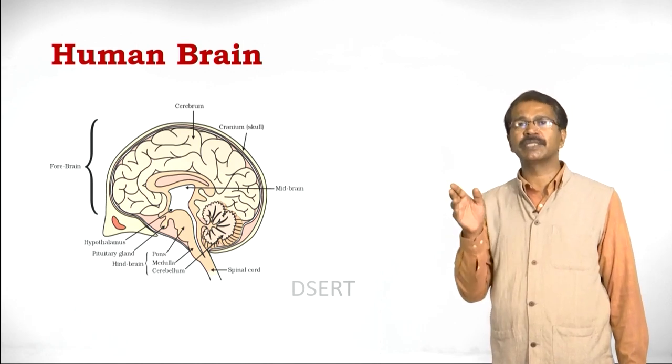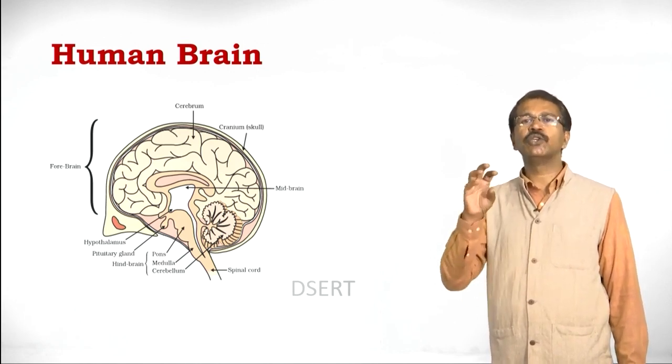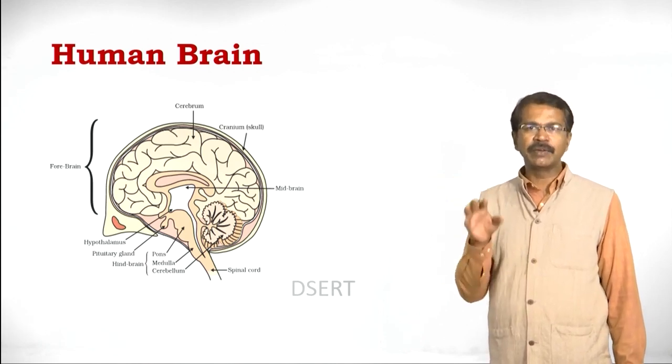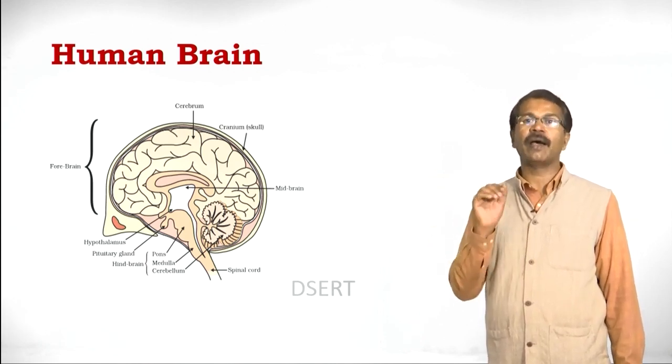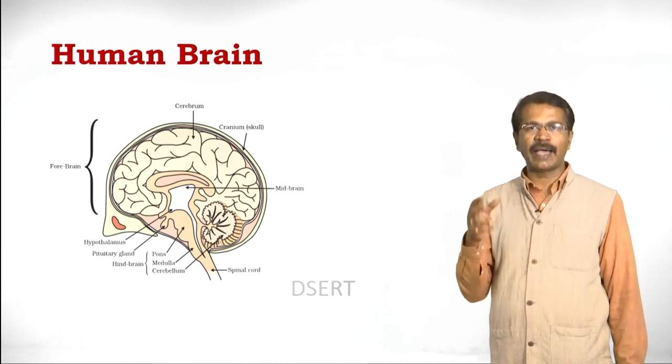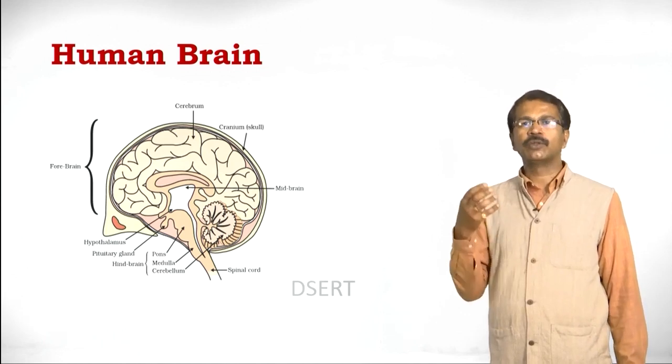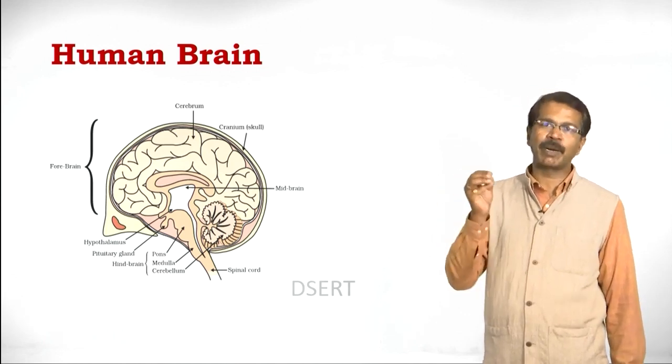In the forebrain or cerebrum, you will find many convolutions. These convolutions increase the surface area. Actually, most of the actions or responses that human beings give, those processes occur in the cerebrum itself.